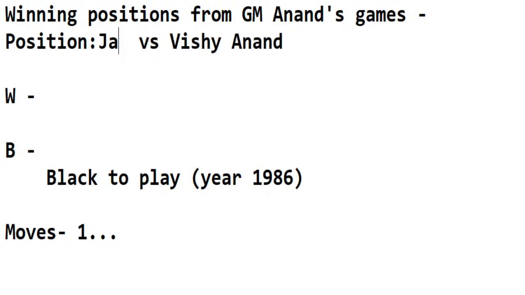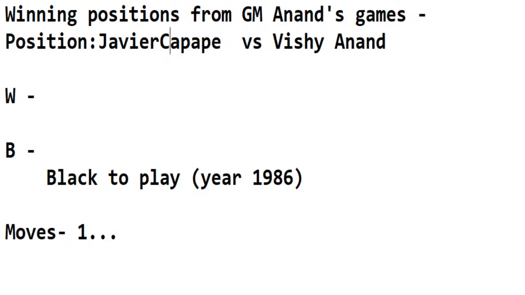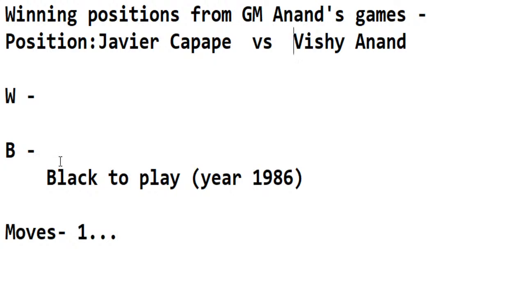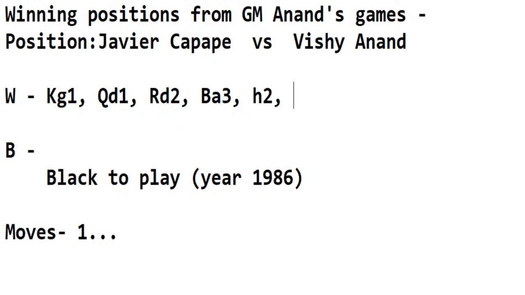Okay. So very important you make a note of such details, and you will know a lot of names today. The position is King G1, Queen D1, Rook D2, Bishop A3. Connected pawns h2, g2, f2, e4, b3, a2.